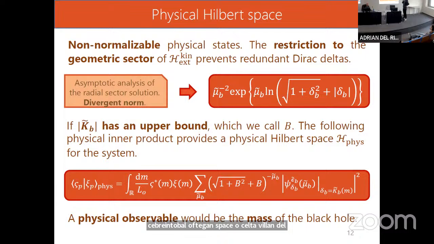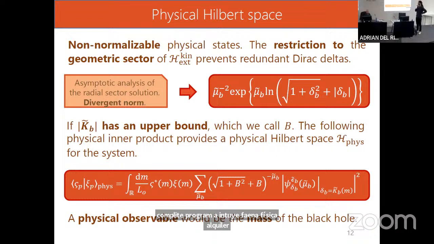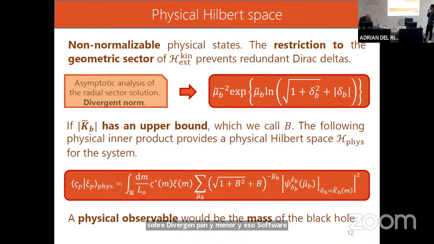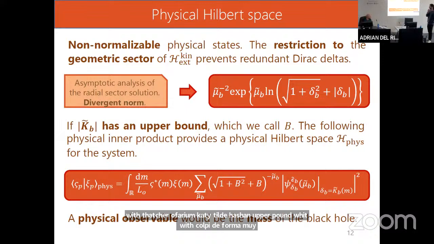As I anticipated, the previous states are divergent in the extended kinetic Hilbert space. So the first thing that I can do is restrict the norm to the geometrical sector of the extended space. However, thanks to the Wheeler-DeWitt analysis, we know that there is still a divergent part in the norm that is of this form. So for the case in which the absolute value of kp tilde has an upper bound, which we call p, the following physical inner product provides a physical Hilbert space for the system, which is given here. Lastly, an observable for this Hilbert space will be the mass of the black hole.